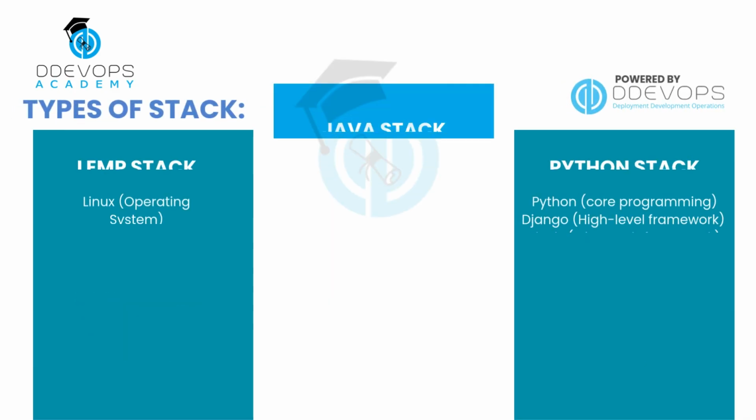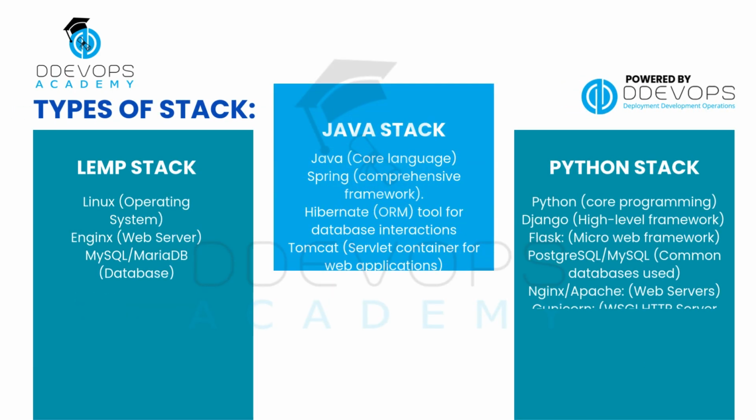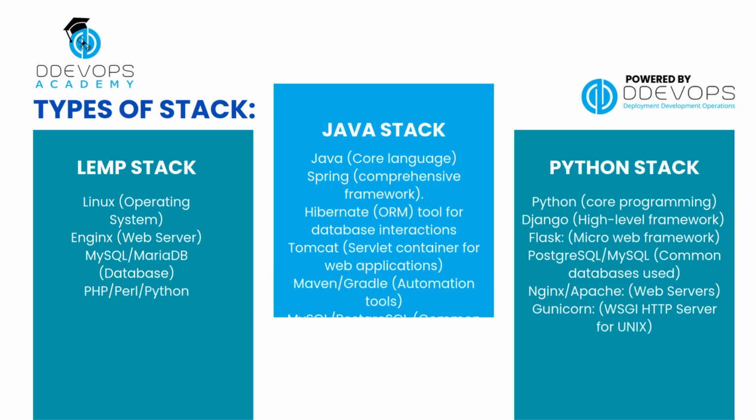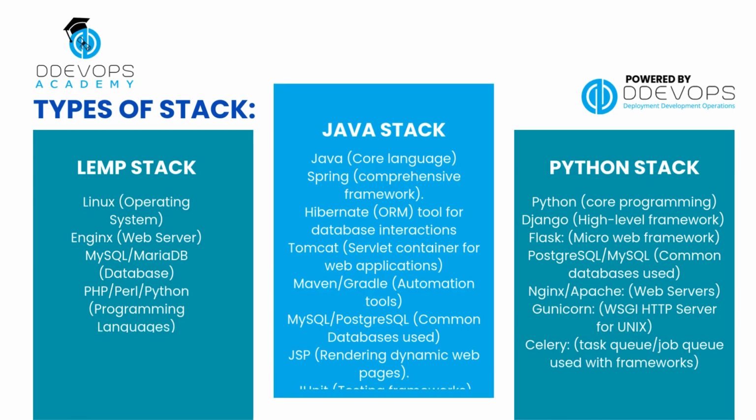The LEMP stack, Linux, Nginx, MySQL or MariaDB, and PHP, Perl, or Python. It's a lightweight, efficient setup for dynamic websites. The Java stack, centered around Java, with Spring for structure, Hibernate for database mapping, and Tomcat for web deployment. Tools like Maven and Gradle automate builds, while JSP and JUnit handle rendering and testing.